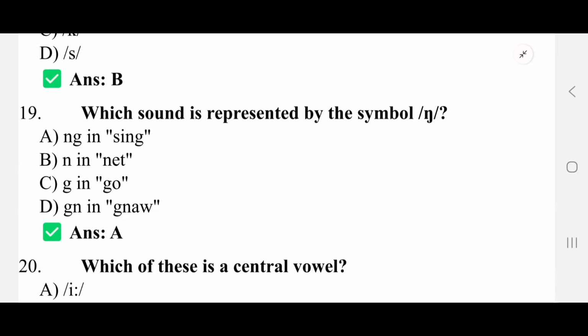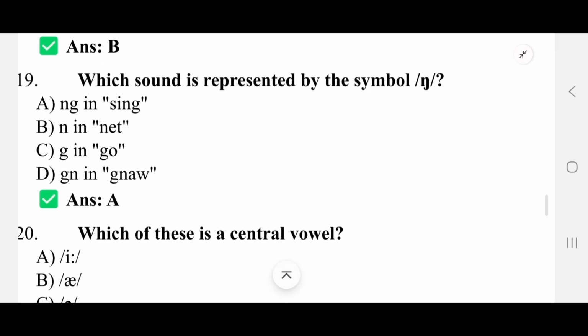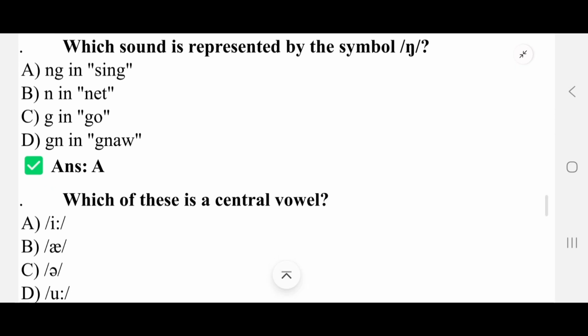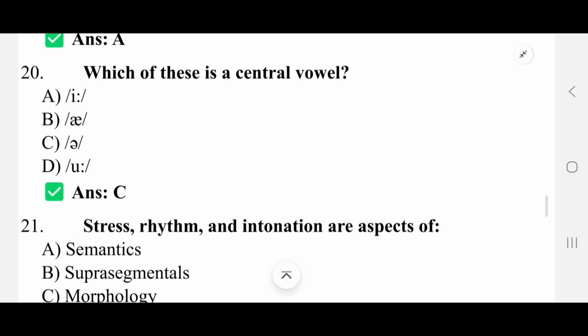Which sound is represented by the symbol ng? Ng in sing, n in net, g in go, no in no. So answer A, sing. Which of these is a central vowel? E, A, U. So option C is the right answer.